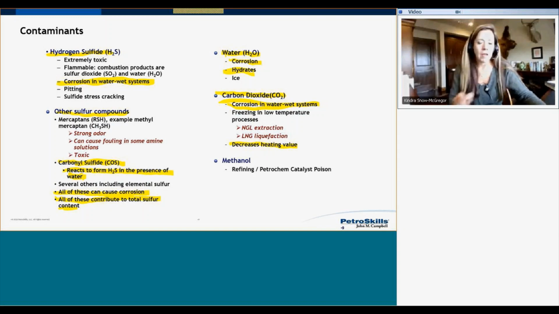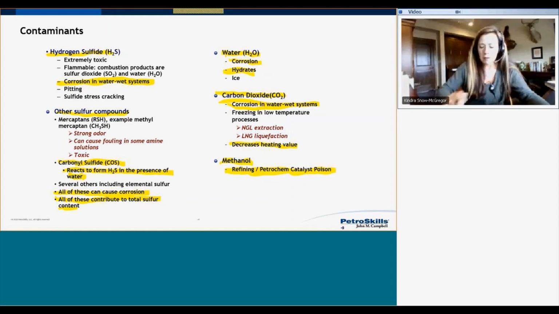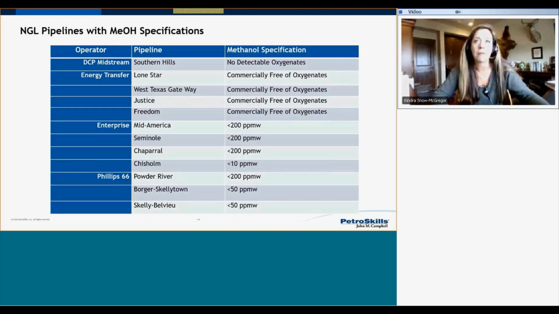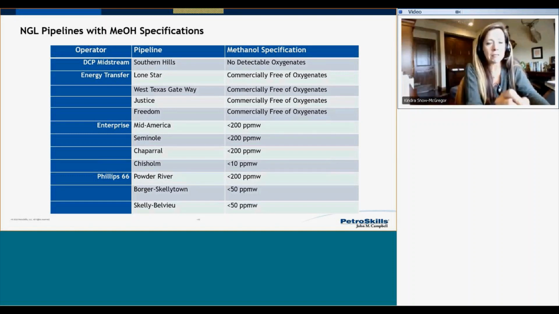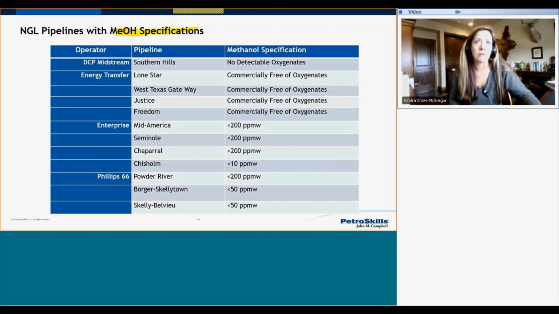And then lastly, I want to talk about methanol. And methanol is becoming a very hot topic nowadays. And really the biggest problem with methanol is that it's a refining and petrochemical catalyst poison. And so you may hear the term oxygenates. You can see in North America, we have a number of pipelines that have started instituting methanol specifications. And so this is something that's relatively new.